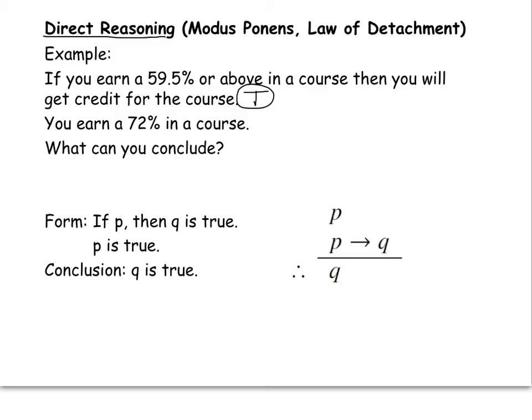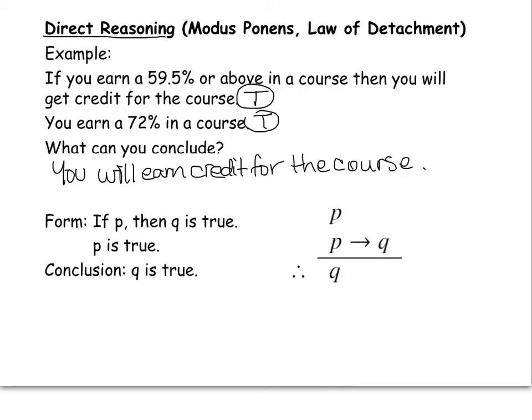You then earn a 72% in the course. This is also a known true fact. The question is, what can you conclude? Well, you can conclude that you will pass the course, that you will earn credit for the course. So I know that you make these conclusions all the time, but this has a formal structure in logic. Direct reasoning has the following form.